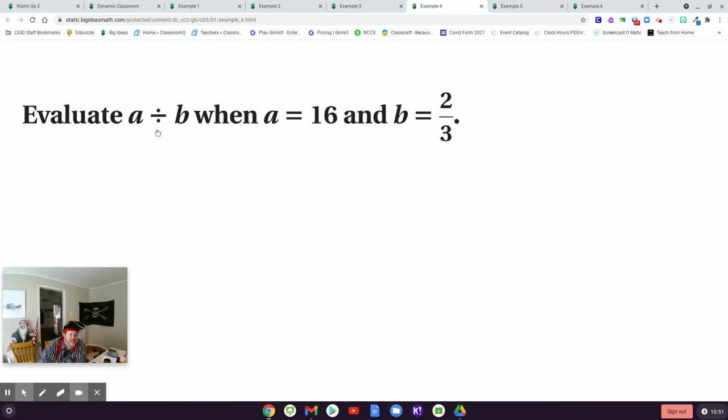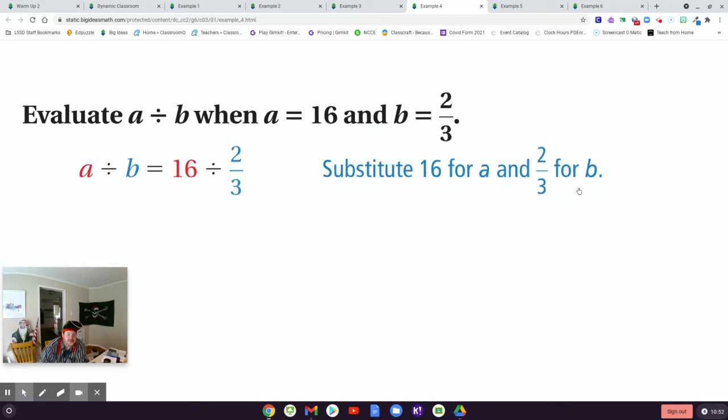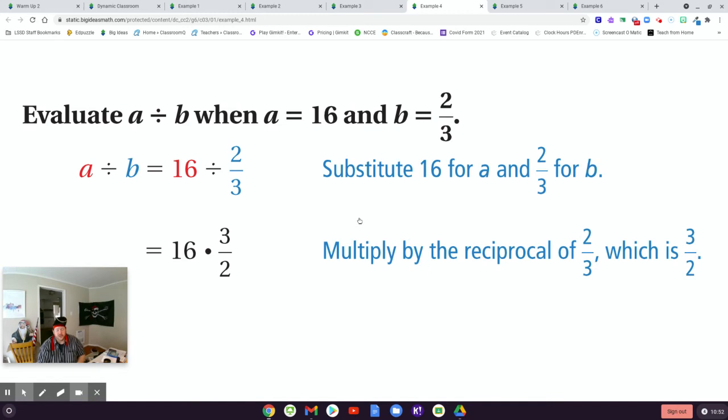So evaluate a divided by b when a equals 16 and b equals 2 thirds. You may want some scratch paper. Okay, so first you want to rewrite it. So a divided by b, you put 16 for a, you put 2 thirds for b, so it's now 16 divided by 2 thirds. Now, of course, you remember how to divide fractions. You take the second fraction and you flip it, you find the reciprocal, which is 3/2, and then you multiply. It becomes a multiplication problem.